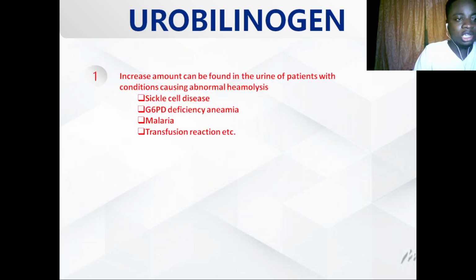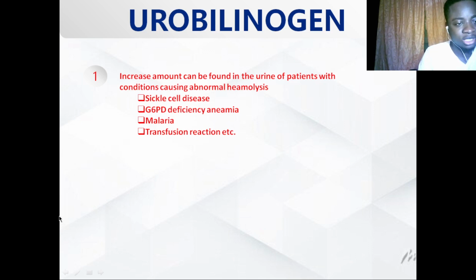An increased amount of urobilinogen can be found in the urine of patients with conditions causing abnormal hemolysis. For instance, sickle cell patients, whose blood is almost always hemolyzing, can show urobilinogen. G6PD deficiency anemia can also cause that. Malaria can cause that too. In severe malaria, parasites sitting in the RBCs cause breakdown, which can cause urobilinogen to be seen. Some transfusion reactions can also cause urobilinogen to be seen.